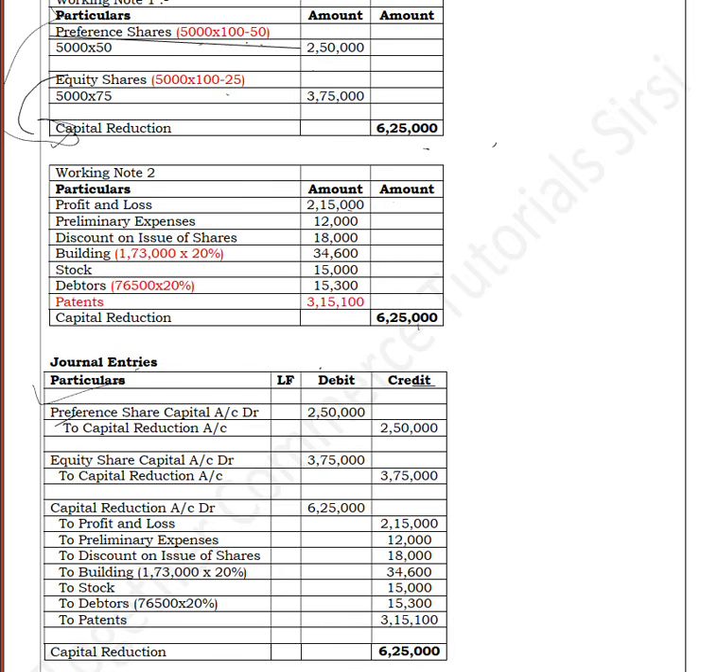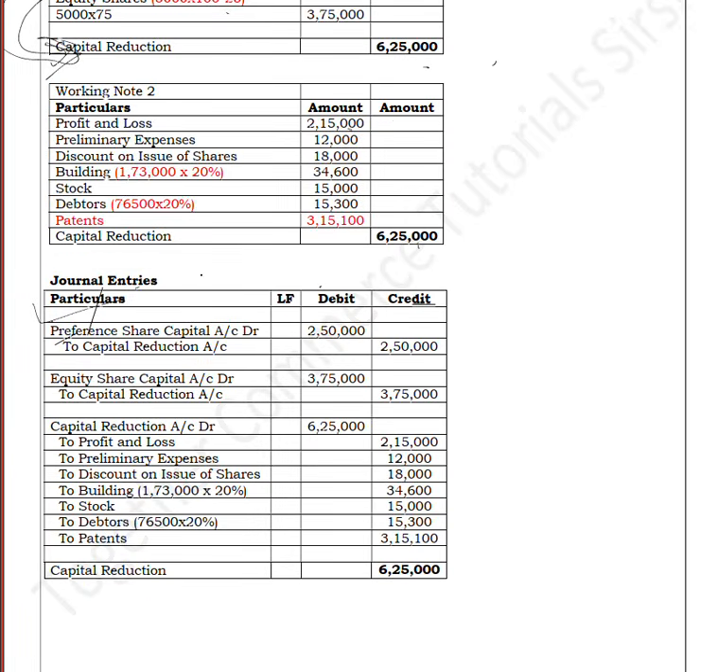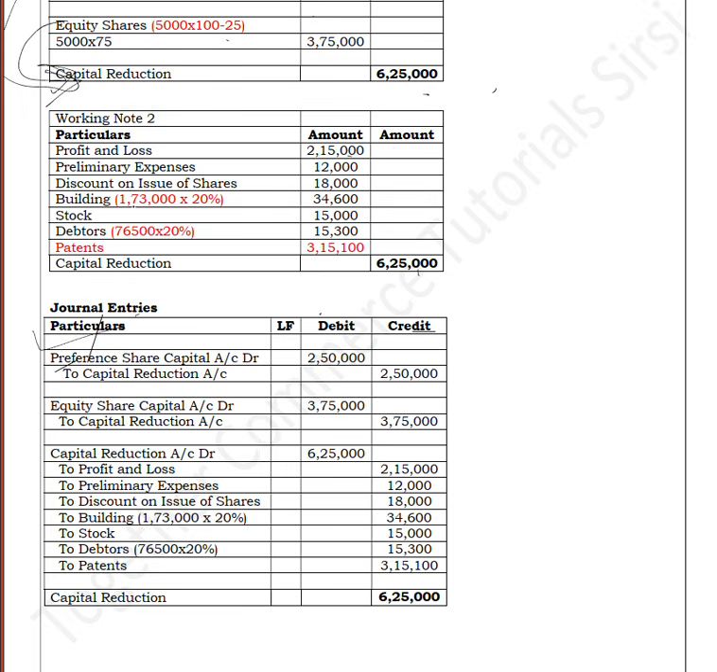Then equity share account debit to capital reduction. Again, equity share account debit to capital reduction 3,75,000. Then the next journal entry comes with working note 2.